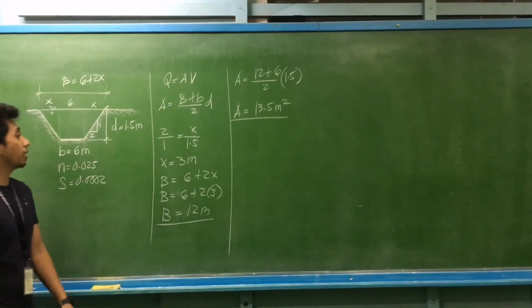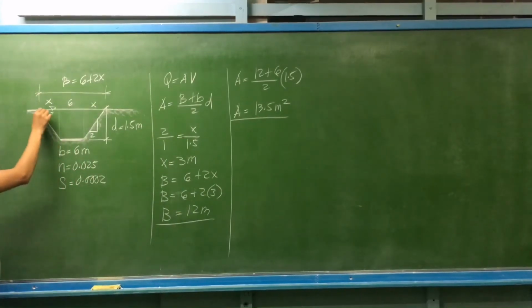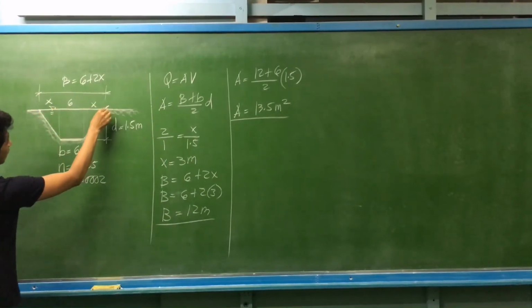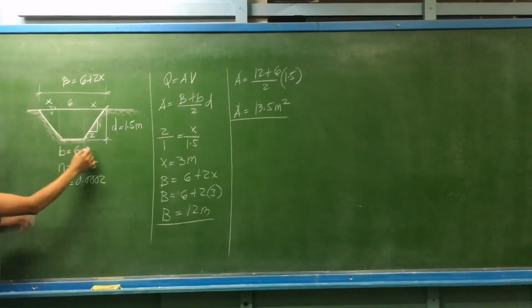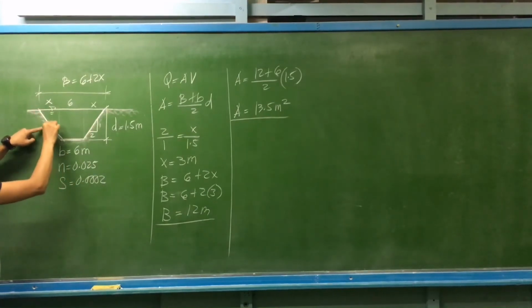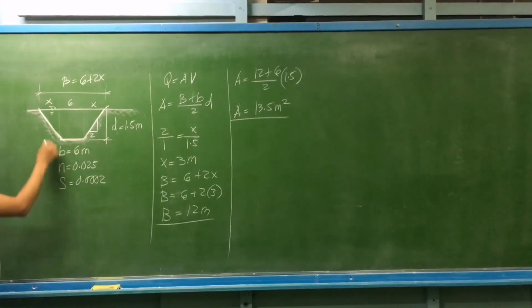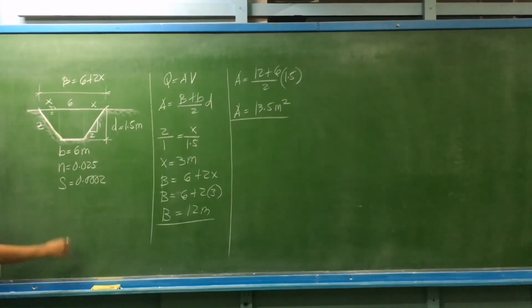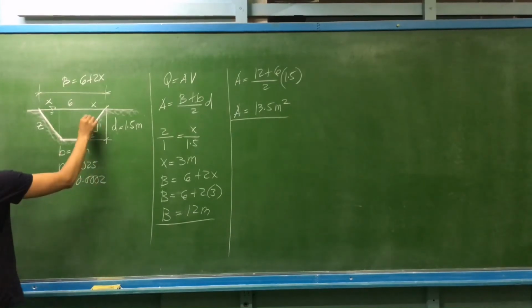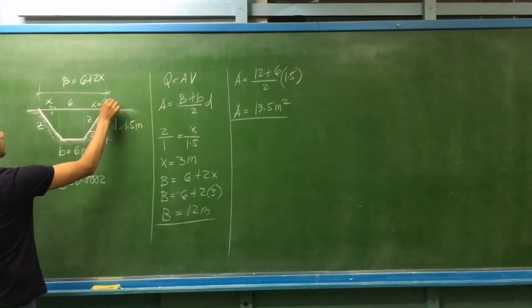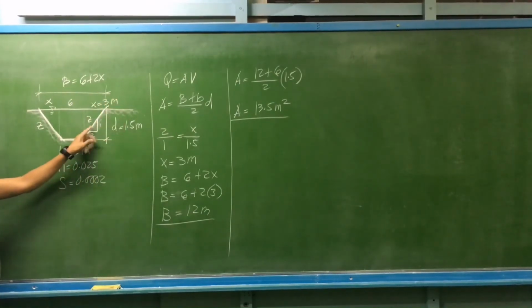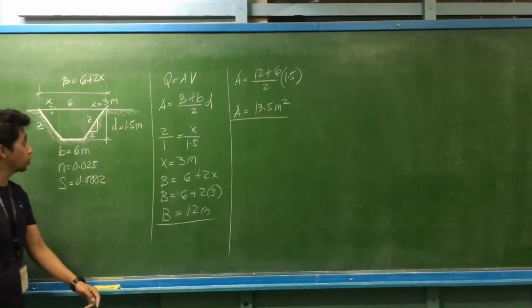How about the wetted perimeter? The wetted perimeter is the contact of water to the channel. So we have 2 sloping sides, the inclined sides, and the bottom base. Let's say the inclined side is Z. If this is 3 meters, we can get the dimension of Z by the Pythagorean theorem.